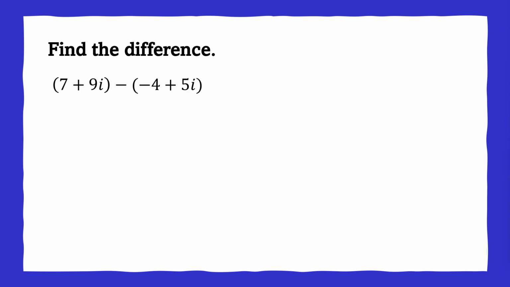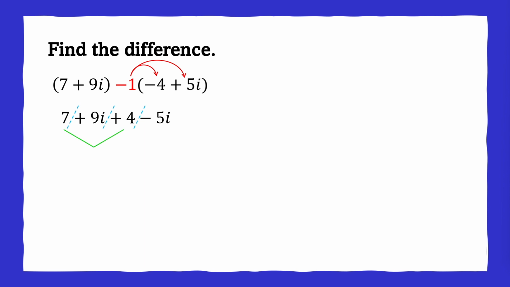Let's find the difference. In this case, we're subtracting a complex number. So to remove the parentheses, we distribute the negative 1 to each term inside the following parentheses. Distributing negative 1 simply changes the sign of each term. Now let's combine the like terms. For the real parts, we have 7 and 4. Adding them together gives us 11. Next, we have the imaginary parts, 9i and negative 5i. Adding these coefficients results in positive 4i. Therefore, in simplest form, the difference is 11 plus 4i.